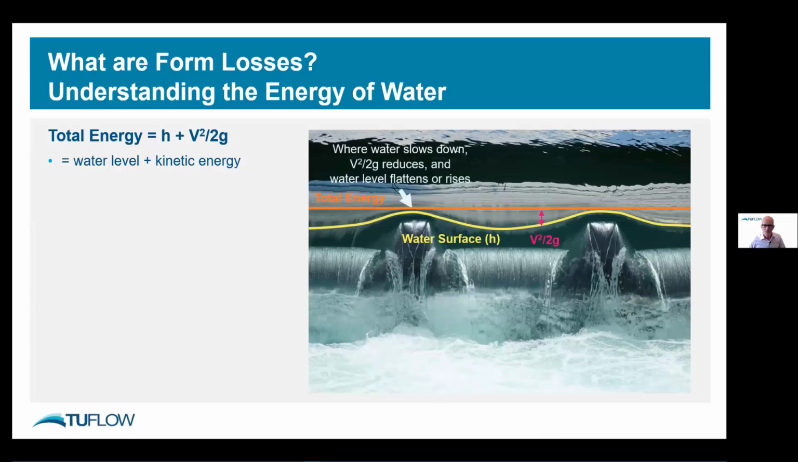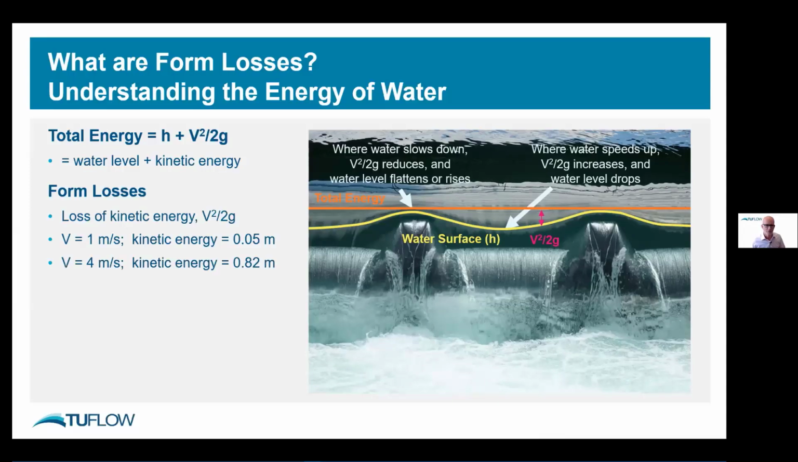So basically, wherever water slows down, the V squared on 2g reduces and the water level flattens or rises, and the water surface will be very similar to your total energy. But as water speeds up, the V squared on 2g increases quite markedly, and your water surface drops. So that's really important to appreciate, because that's really what form losses are all about. It's basically a loss of that kinetic energy.